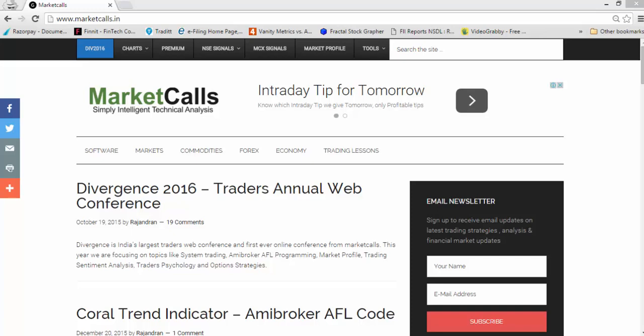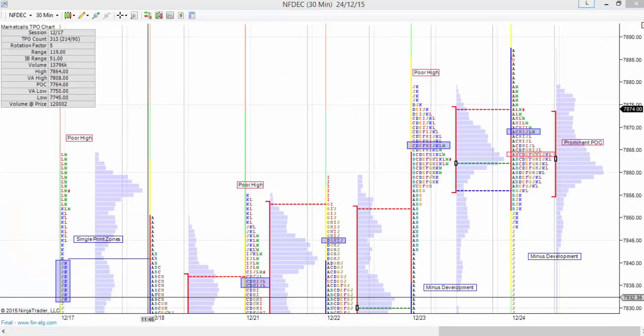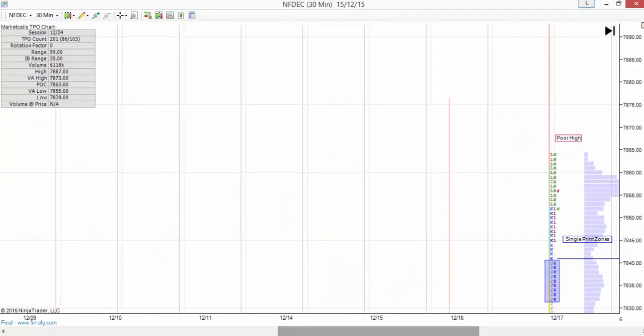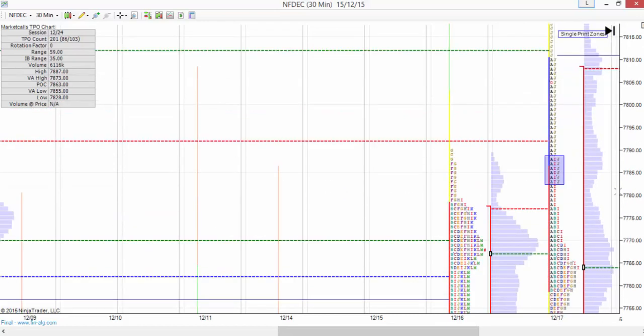So today's video log is about discussing the major key reference levels from market profile. So let me go through the NinjaTrader market profile charts for Nifty December futures. We'll start from the day where we met the recent bottom.